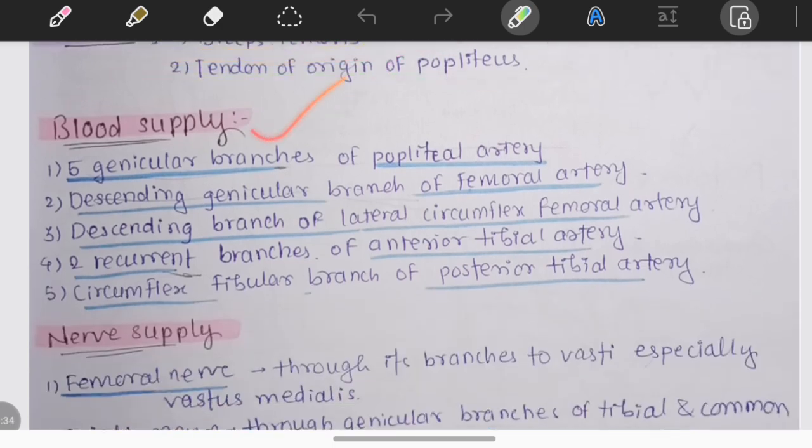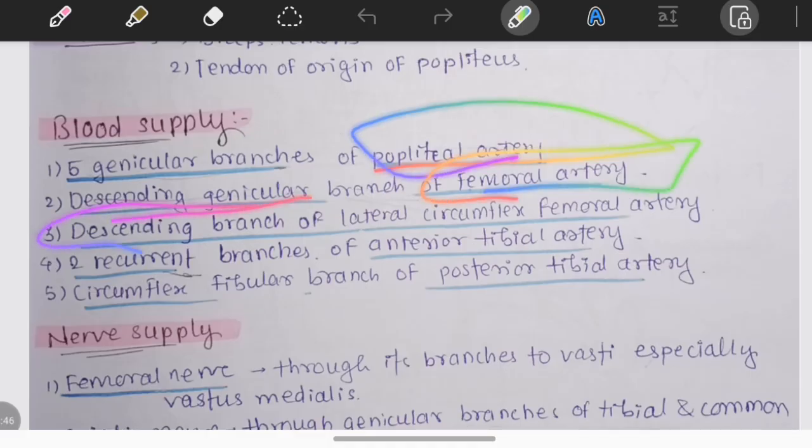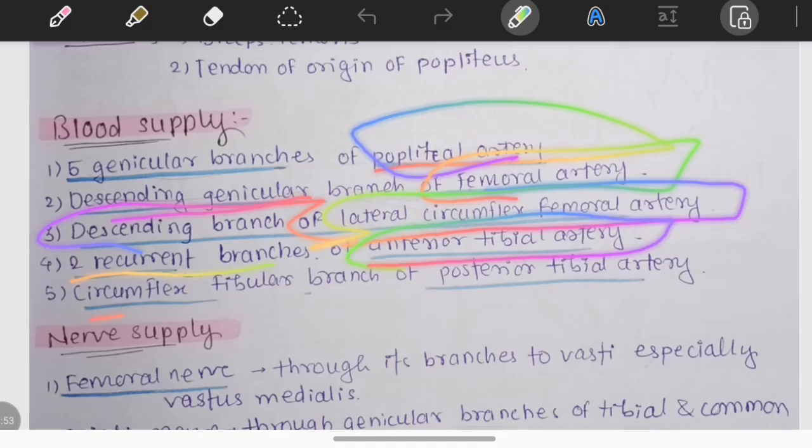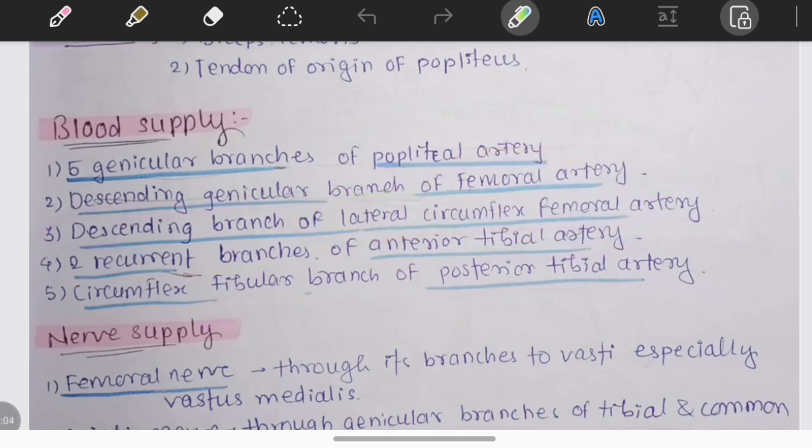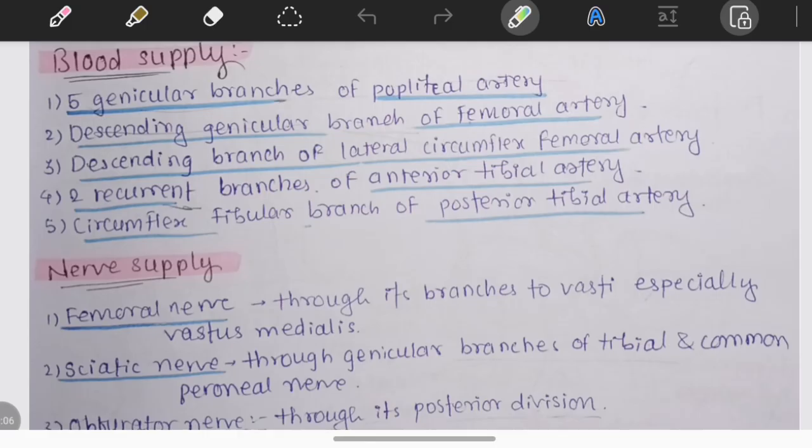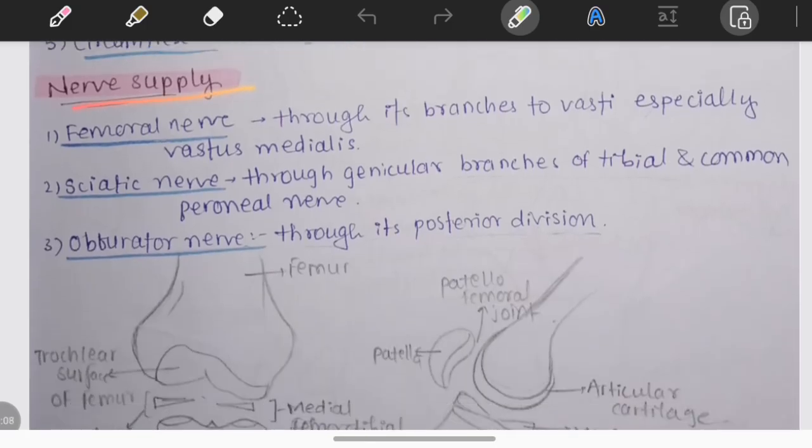Let's see the blood supply of the knee joint, which contains 5 points: 5 genicular branches of the popliteal artery, descending genicular branch of the femoral artery, descending branch of the lateral circumflex femoral artery, 2 recurrent branches of the anterior tibial artery, and the circumflex fibular branch of the posterior tibial artery. These are the arteries and branches supplied to the knee joint. Then we see the nerve supply.